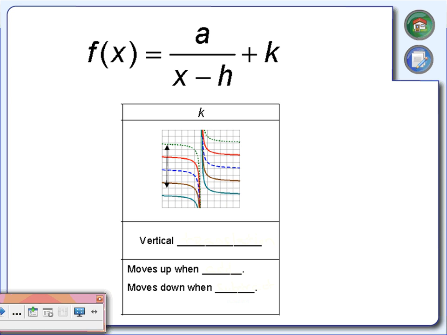That only leaves one more, and that's the K. Again, the K does something to the graph, and they're trying to give you a little hint right here with the little arrows. What are they trying to tell us with those little arrows?